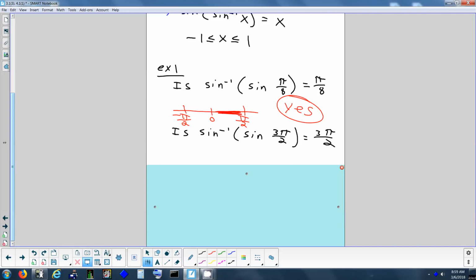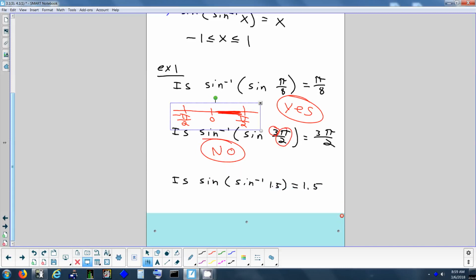It's greater. It's greater than, right? It's pi over 2 tripled. So if you take pi over 2 and triple it, are you going to be between negative pi over 2 and pi over 2? No. You're much bigger than pi over 2, 3 times as big. So the answer here is no. That would not work. All right, let's try this one.